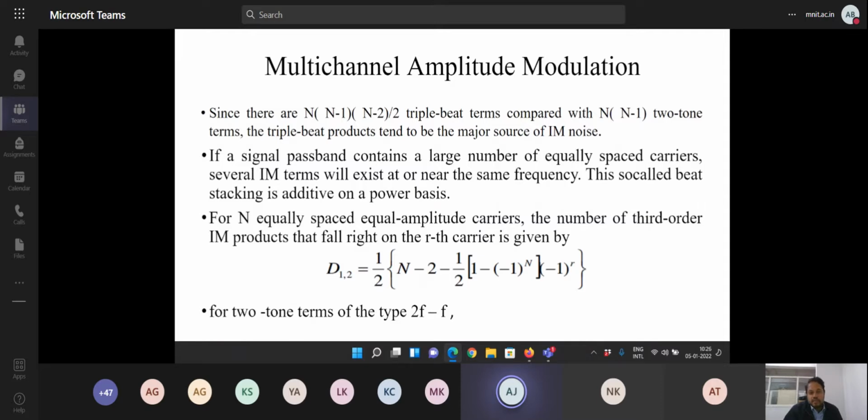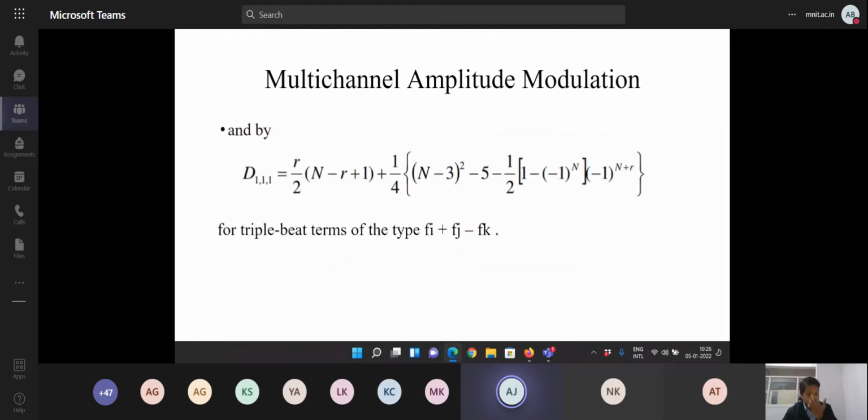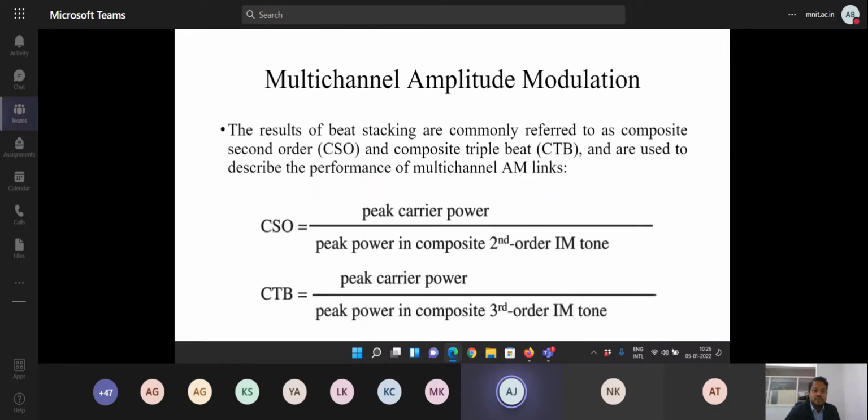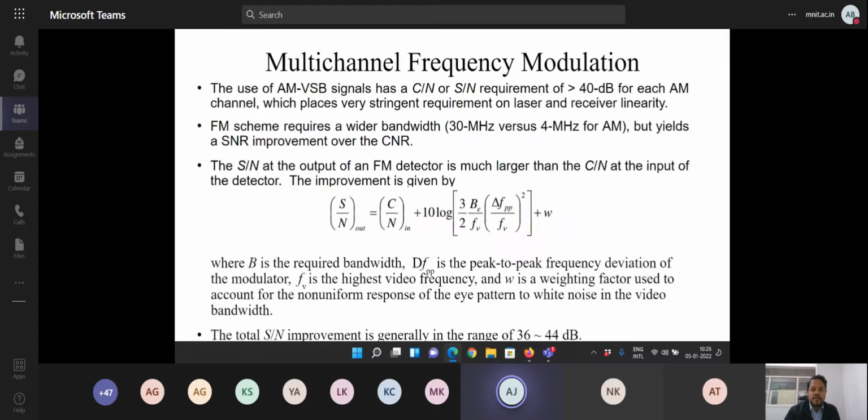So this multi-channel amplitude modulation is more of a legacy technology. These days, most of the optical fiber technology is such that the optical fibers carry digital data. So analog transmission is very rare, but this is legacy and the initial starting of some of the applications.